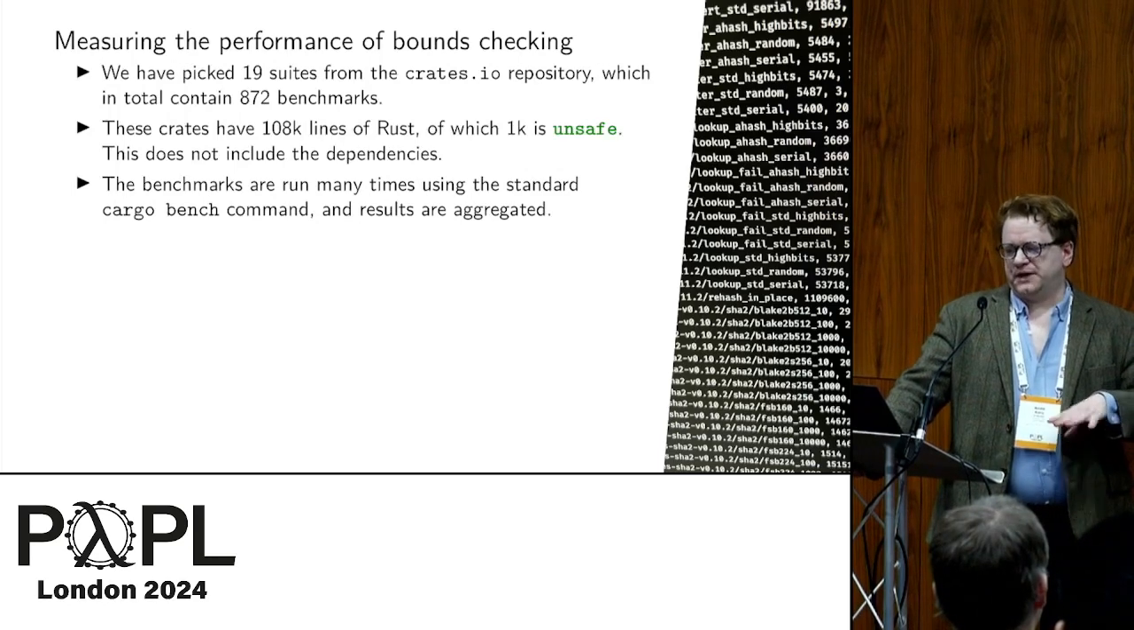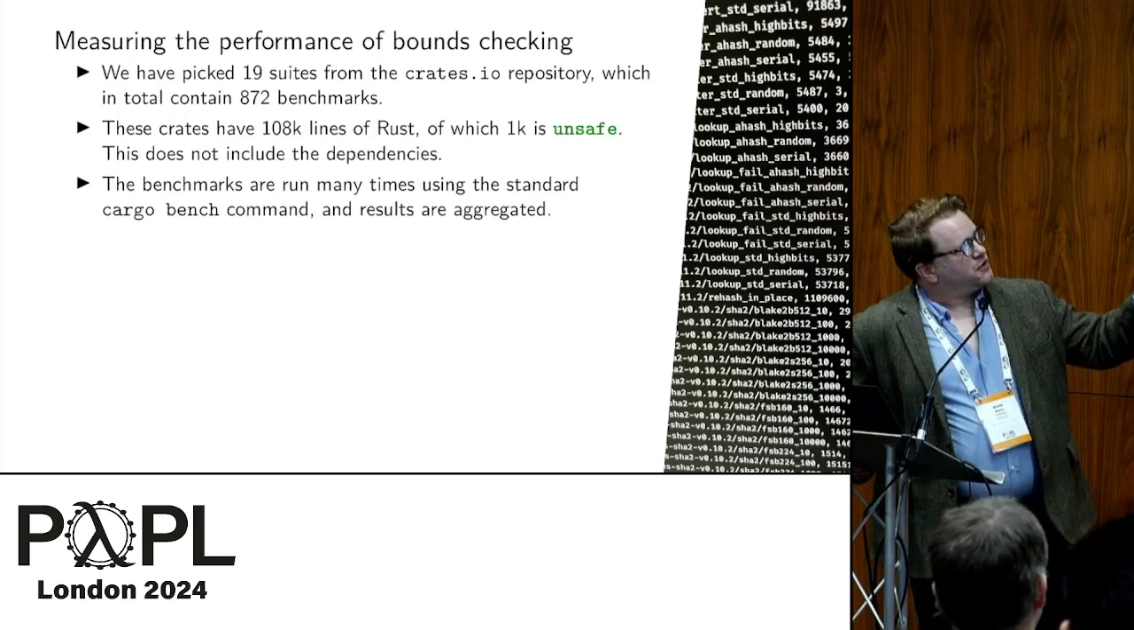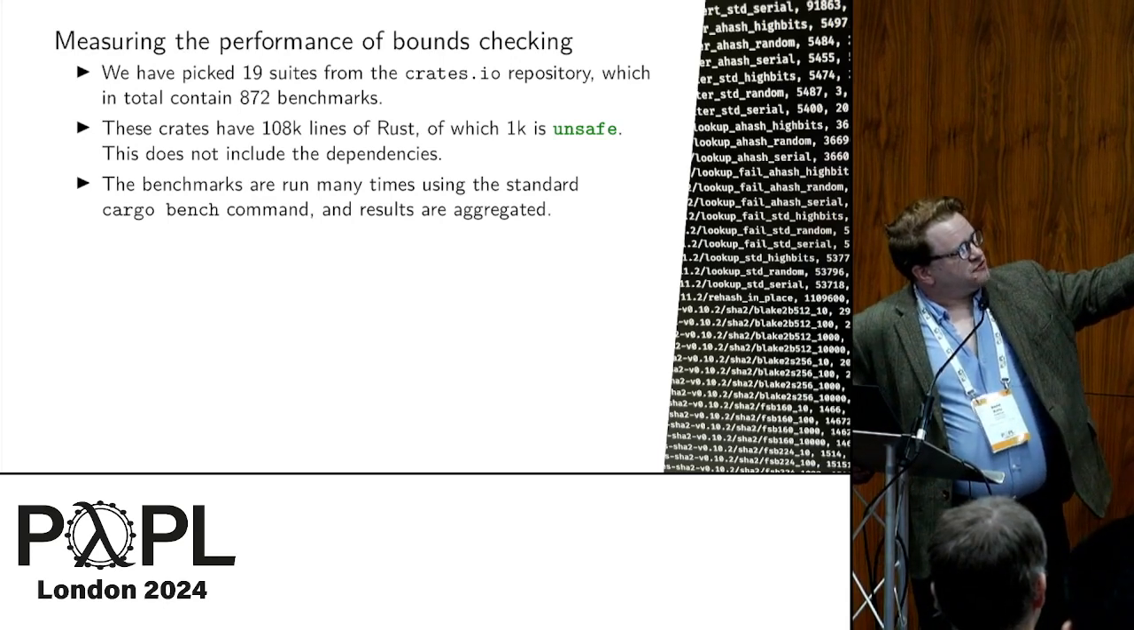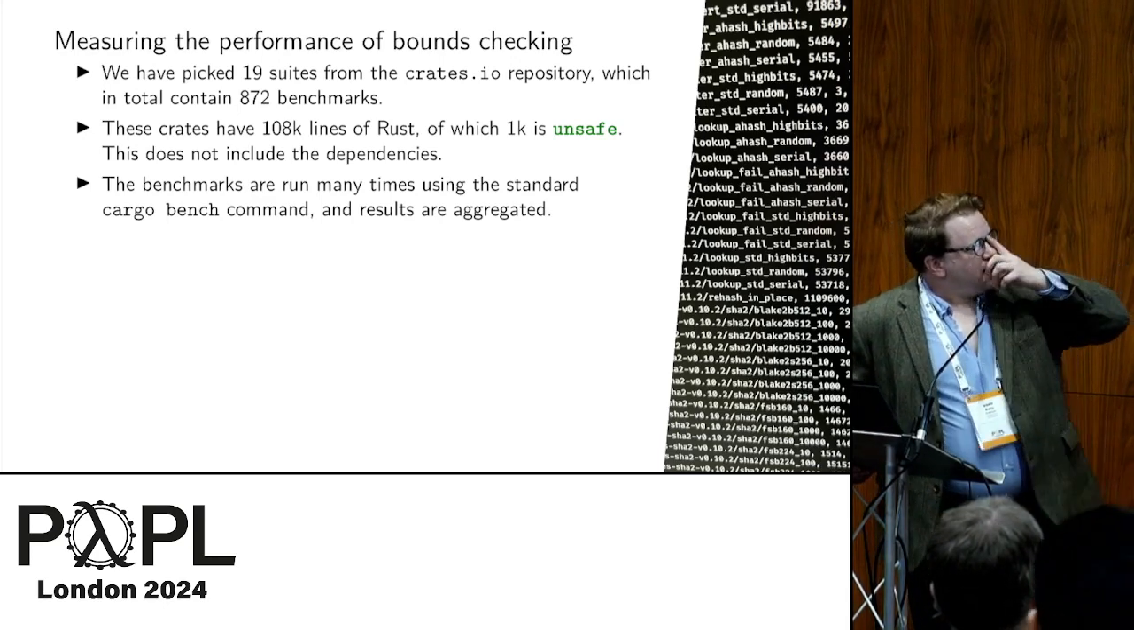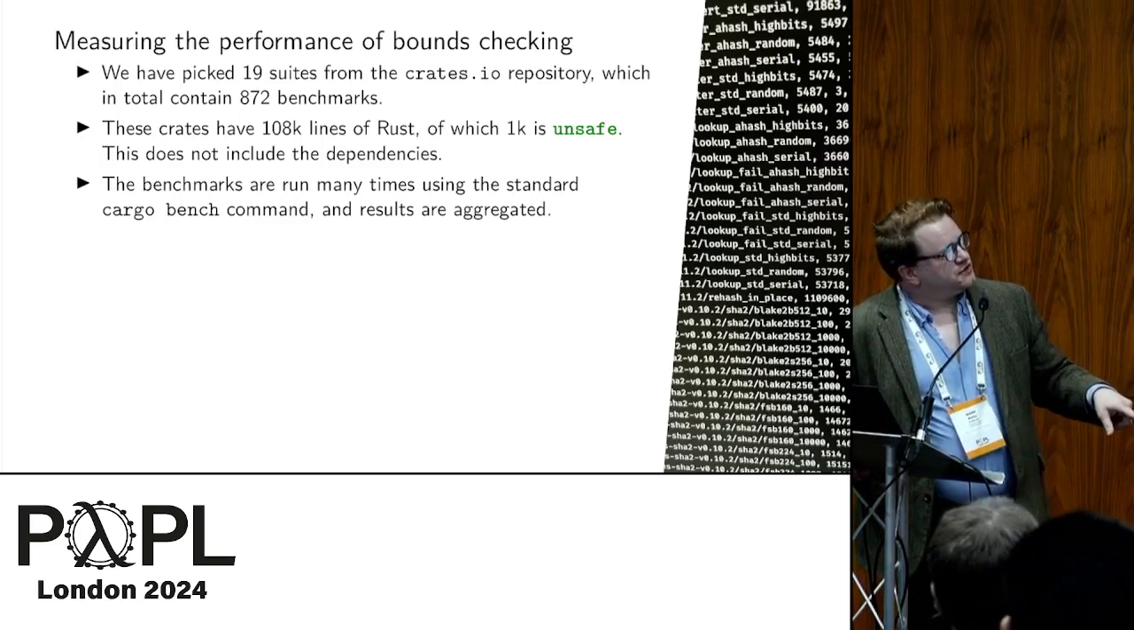So we picked a bunch of crates from crates.io. We got 872 benchmarks. That's 108,000 lines of Rust with 100,000 unsafe lines.